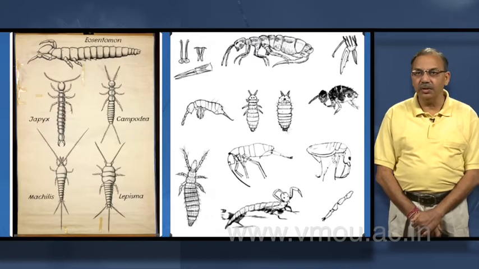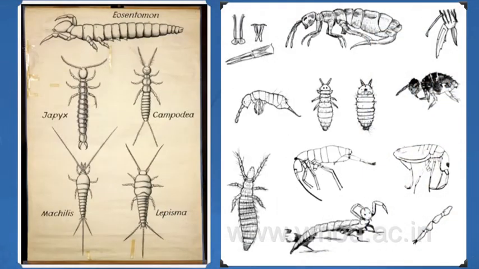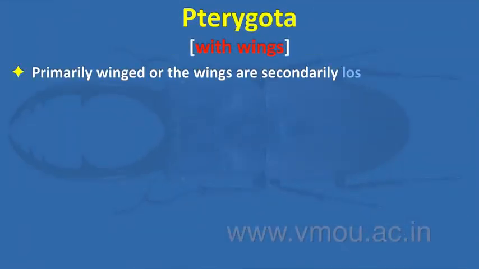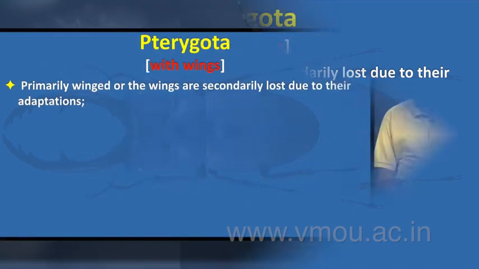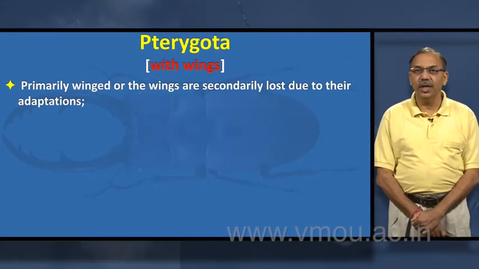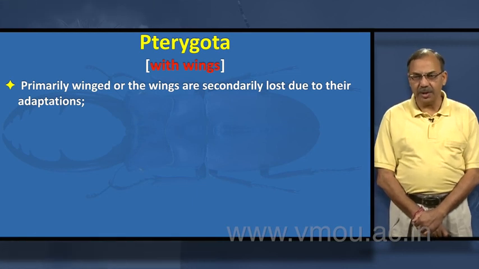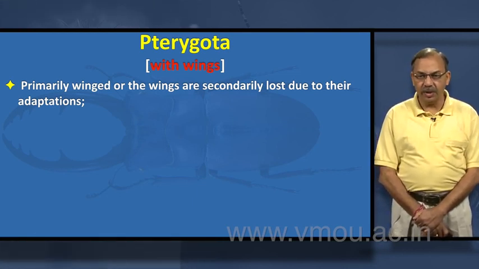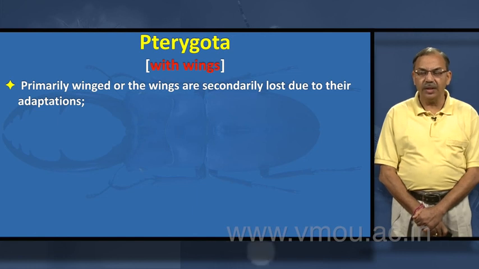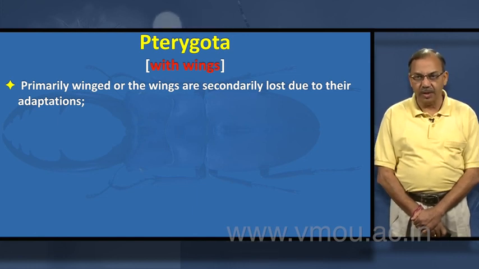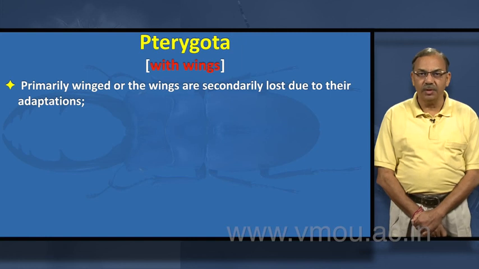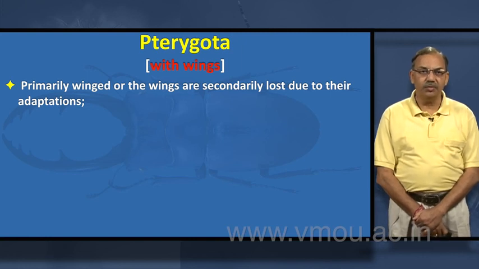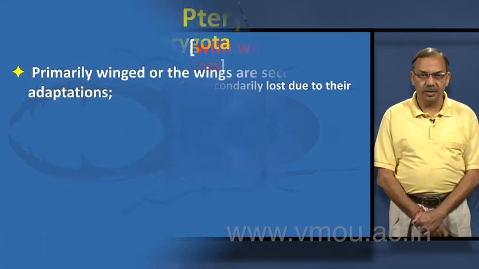Collembola is also visible here, in a slightly darker color on the right-hand corner. Pterygota, that is with wings, primarily winged or the wings are secondarily lost due to their adaptations, because you will find several pterygotes who don't possess wings, such as parasites. Parasites, that is Anoplura, Mallophaga, Psocoptera and several Siphonaptera. They are wingless, but their wings are lost because of their parasitic adaptations.